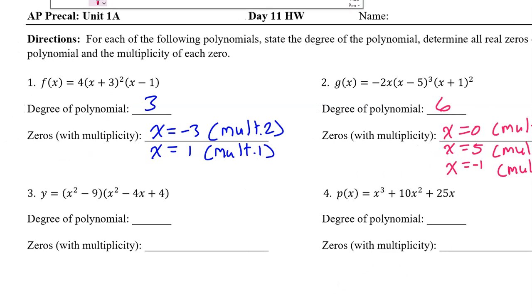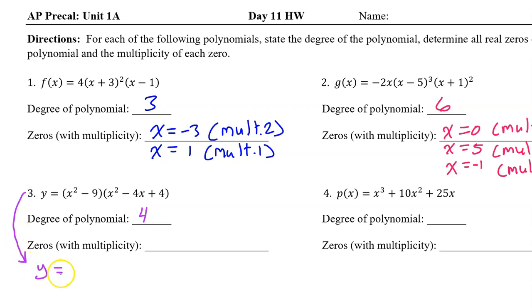Alright, problem number 3. For this one, I'm going to ignore the minus 9 in the first factor, and I'm going to ignore the minus 4x and the plus 4 in this factor. So this is x squared times x squared. That would be x to the fourth power. This is degree 4. I think I shall factor this the rest of the way before I answer anything else. I'm going to do that down here.